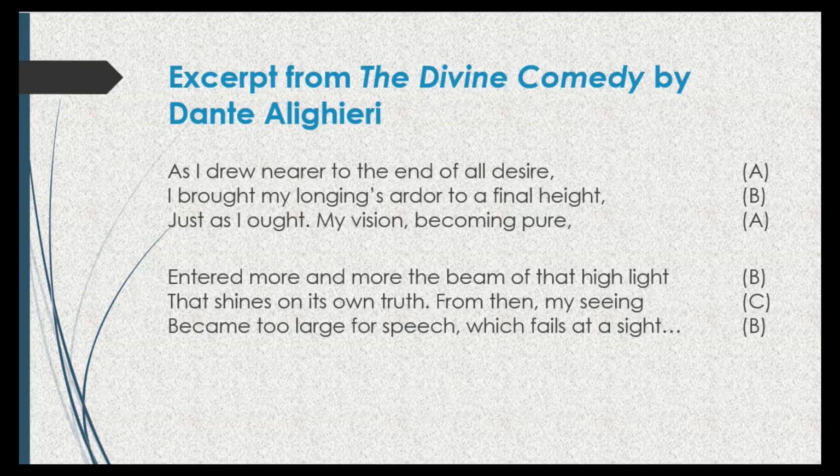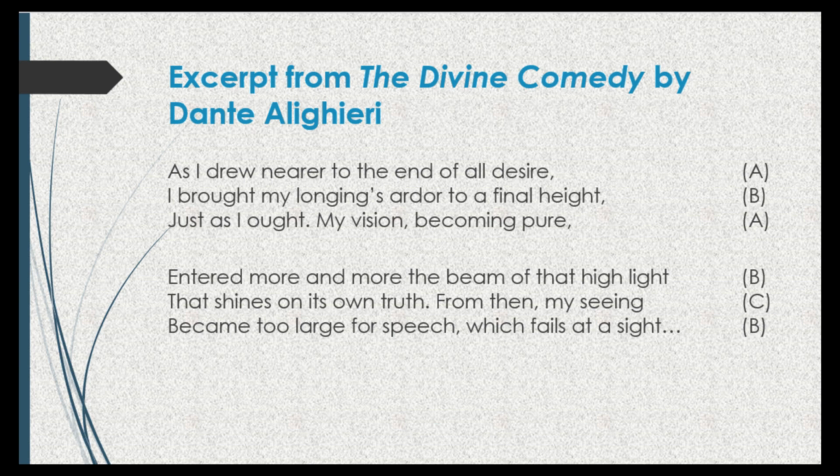A rhyme scheme is a pattern of rhyming words. A poem will have many different rhymes, and each rhyme will be marked with a letter. In this excerpt from the Divine Comedy, light and sight in the second stanza rhyme with each other, and are thus marked both with the letter B. The other words that don't rhyme with them are marked with other letters, like A or C.